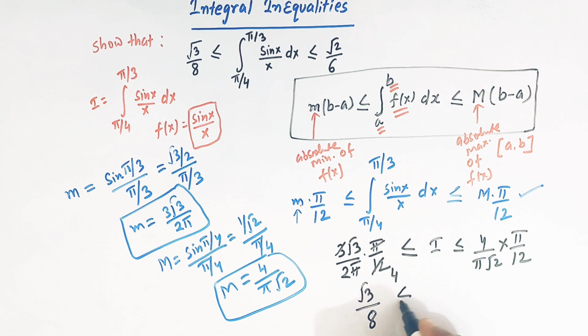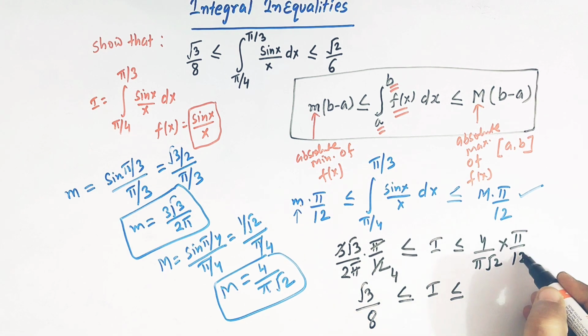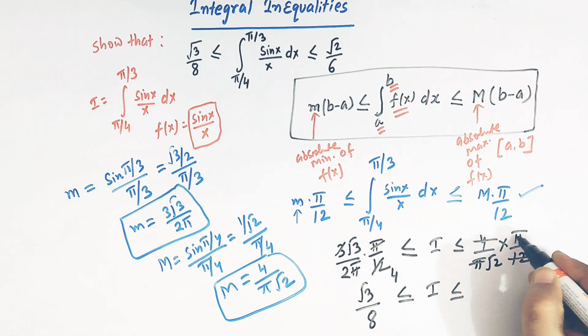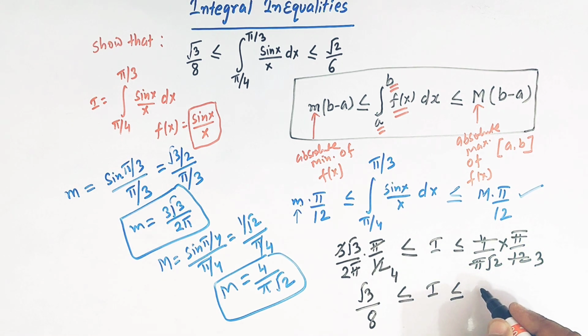2 times 4 is 8. And here we have 4 threes are 12, so pi and pi get cancelled. So we have here 1 over 3 times square root of 2.